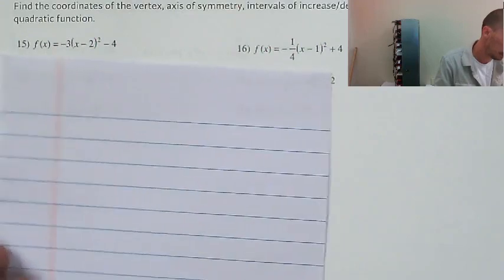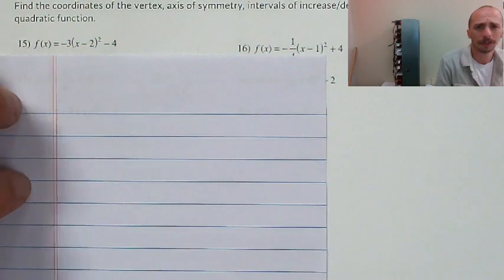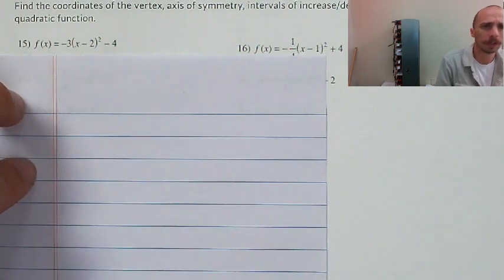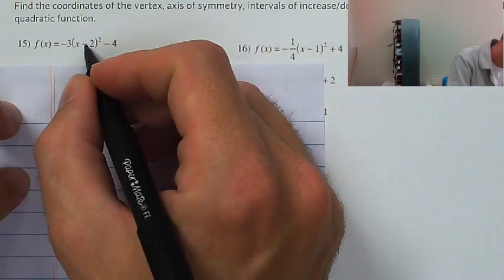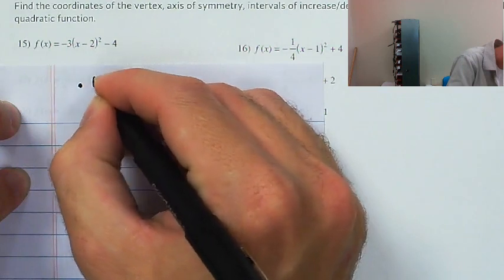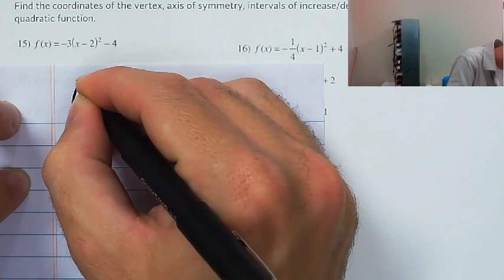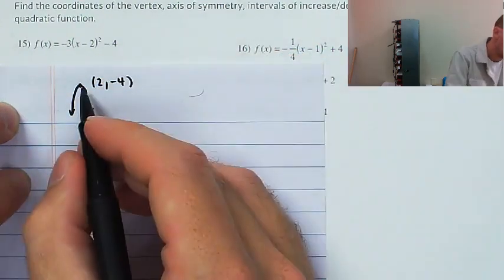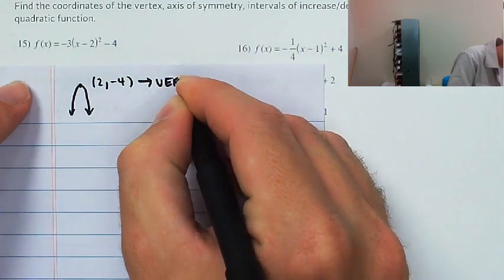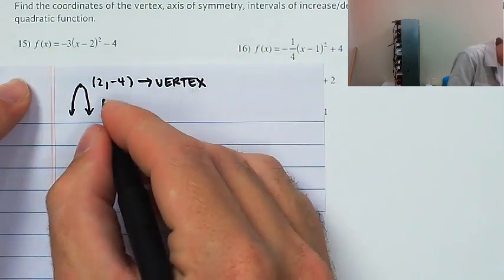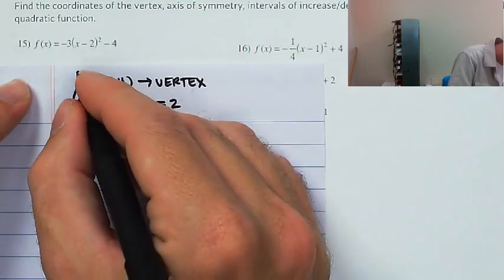All right, number 15. Well, I think I'm going to sketch this. I always start with a sketch, and if you don't want to sketch, then fine. But it opens down. It's got vertex at 2 and negative 4. It's got a coefficient of negative 3, so that's pretty narrow. Okay, so the vertex is at 2 and negative 4. Axis of symmetry is going to be the set of all points where x equals 2, right?